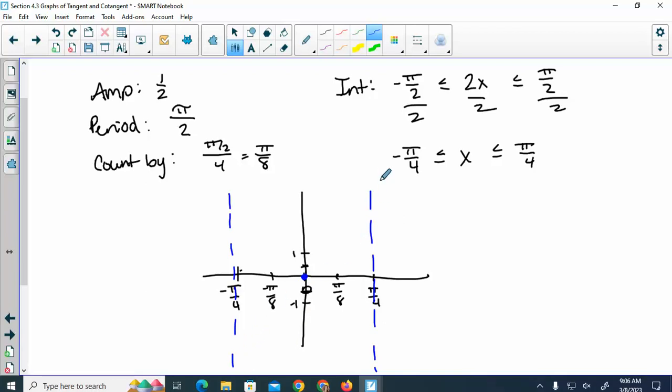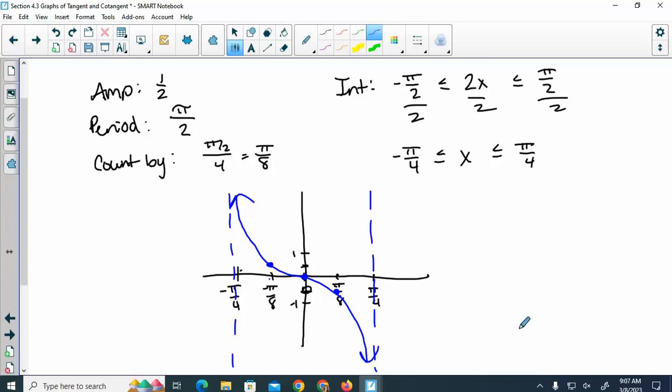Tangent is increasing. It goes from negative to positive, but we flipped it. So this one should be falling. So at negative pi/8, we'd be at our positive amplitude, so positive 1/2. Positive pi/8, we're at our negative amplitude, negative 1/2. So the graph looks like this. Is this okay?